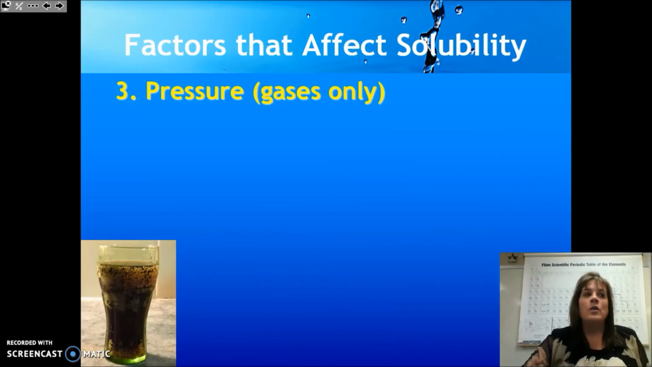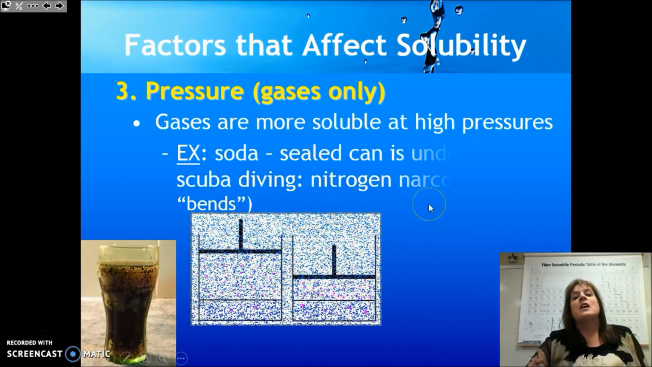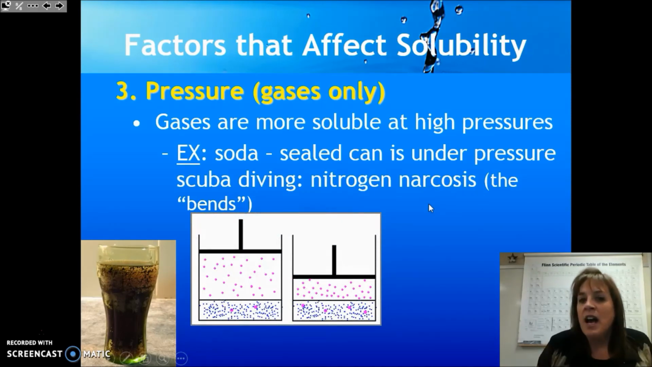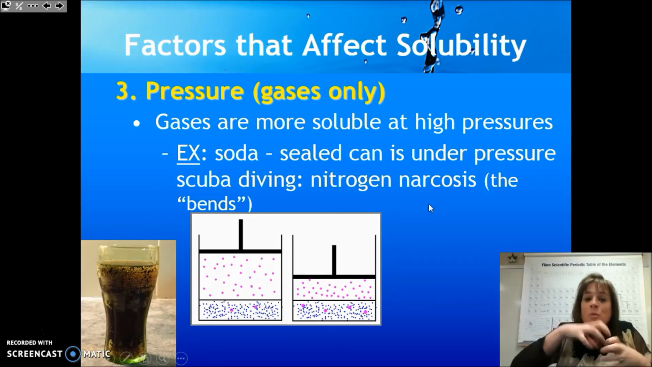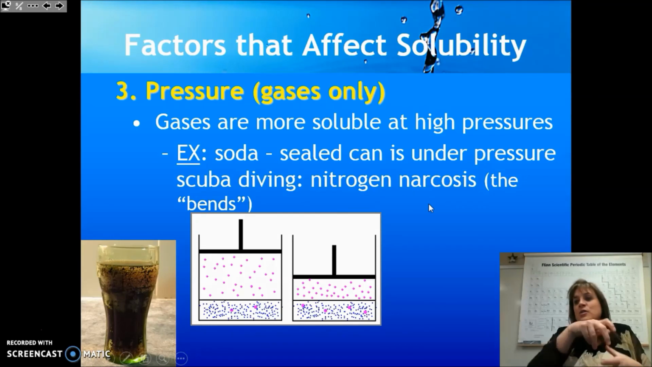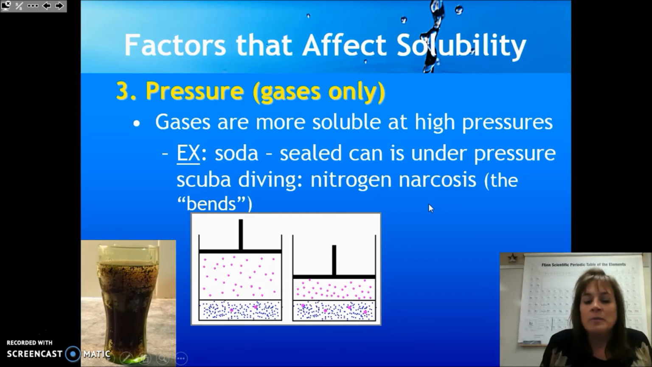Pressure, however, only affects gases. It doesn't affect solids at all. Gases are actually more soluble at higher pressure. And if you think about your soda bottle, right, when you open it for the very first time, you hear the shh, right? Because some of that gas is getting out because it's under pressure. Because gas under pressure is more soluble. As soon as you release some of that pressure, then the soda's going to go flat a lot quicker.